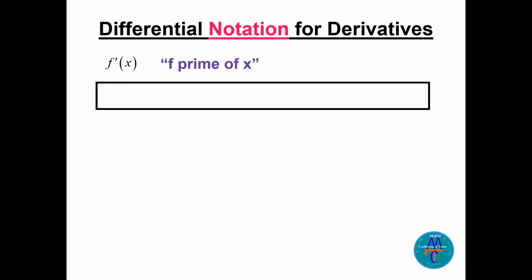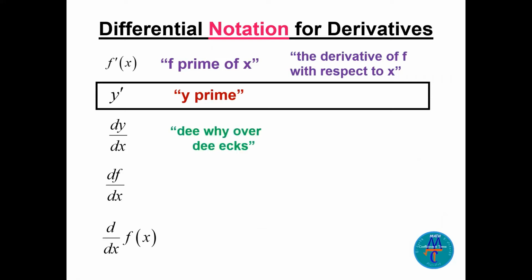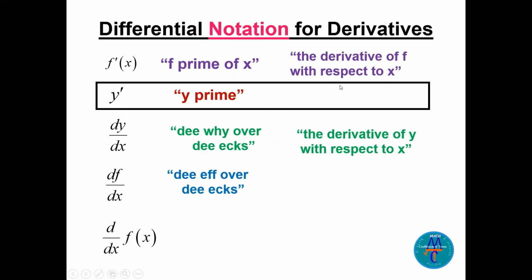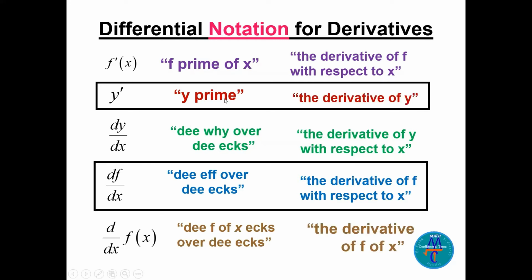Now, differential notation for the derivative, we can say f prime of x. So the first one, we can read it as f prime of x, which should be the derivative of f with respect to x. So in this slide, you can see the notations. y prime, just treat it like that, y prime. So this is the derivative of y.